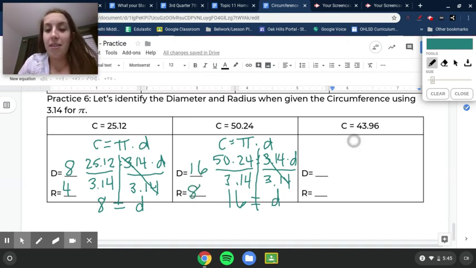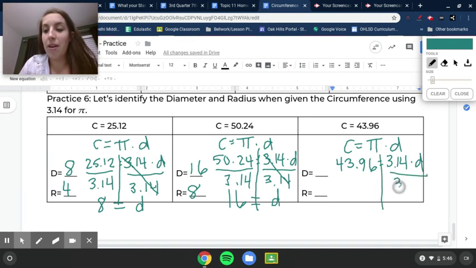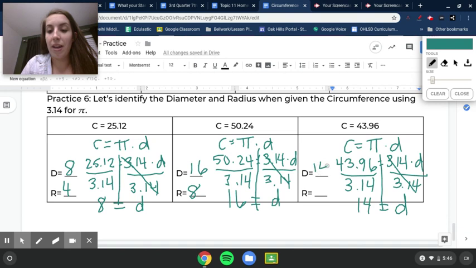Okay? C is equal to pi times diameter. They tell you that 43.96 is the circumference, 3.14 is pi, and we don't know the diameter. We have to get the diameter by itself. 3.14 is being divided on both sides in order to get the diameter by itself. So then the diameter, when I put it into my calculator, is 14. 14 cut in half is 7.